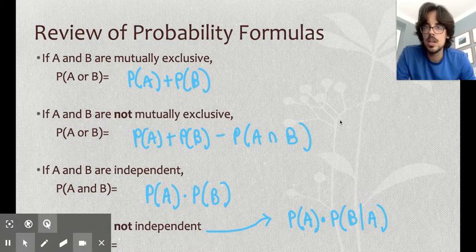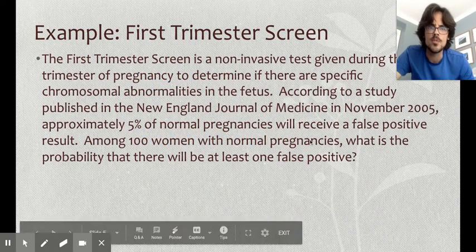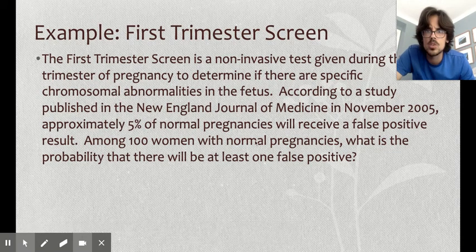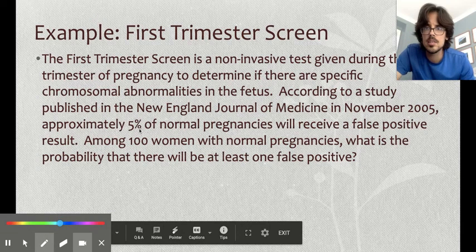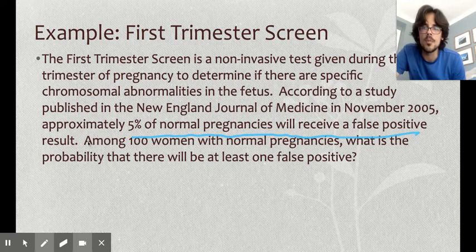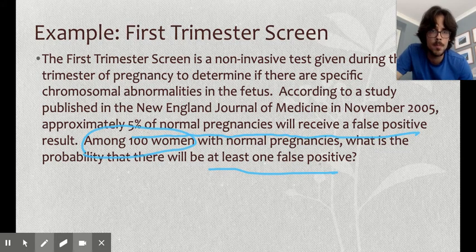So let's look at a few other smaller things right here. This next problem is actually a little bit different than what we've been doing. We have a test during the first trimester of pregnancy to decide if there's some sort of abnormality going on. Approximately 5% of these tests will be false positive. So we're looking at 100 women, and out of those 100 women with normal pregnancies, what is the probability there will be at least one false positive? There's a 5% chance you have a false positive, okay?